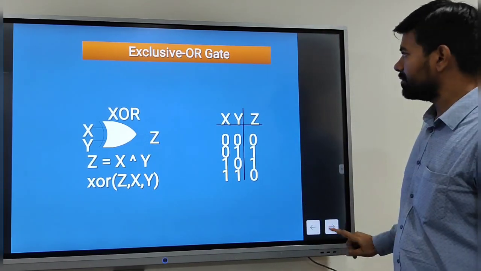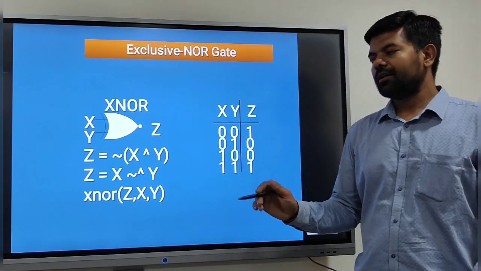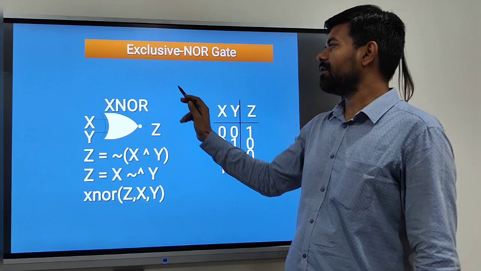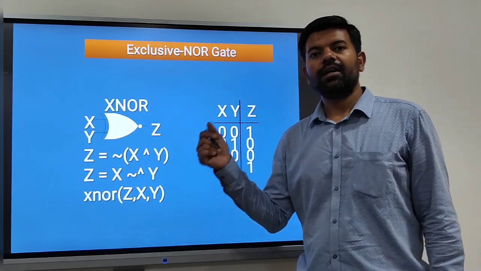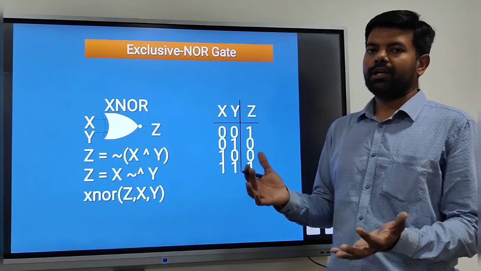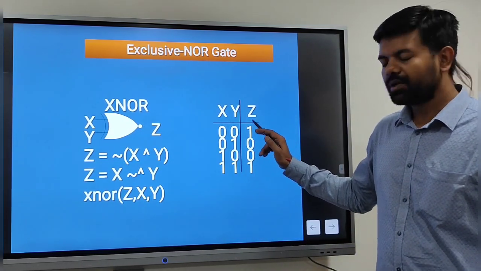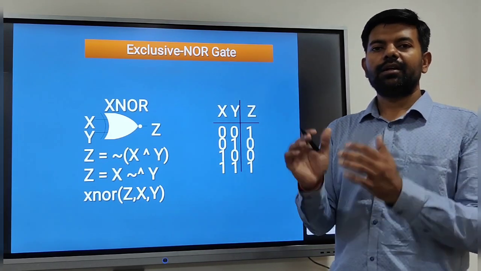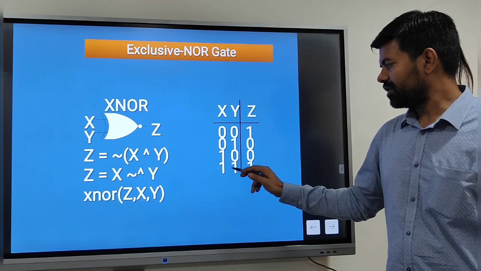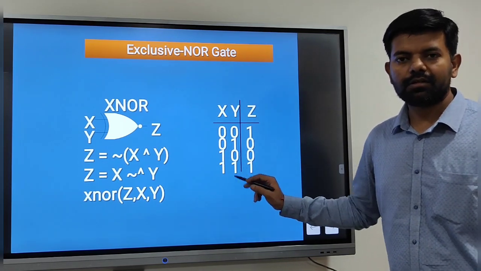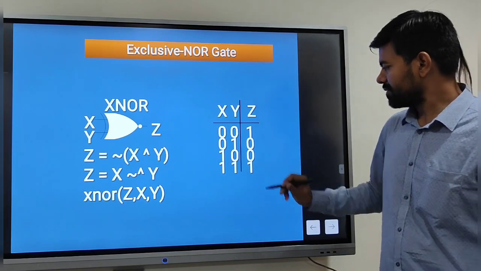Similarly, the exclusive NOR gate. This is the basic symbol of the XNOR gate, and its basic definition is that it counts an even number of ones. Even number of ones means 0 0: no ones, and we can take 0 as an even number. For 0 1 and 1 0 the output is 0. For 1 1, how many ones are there? Two. Two is an even number, so the output is 1.